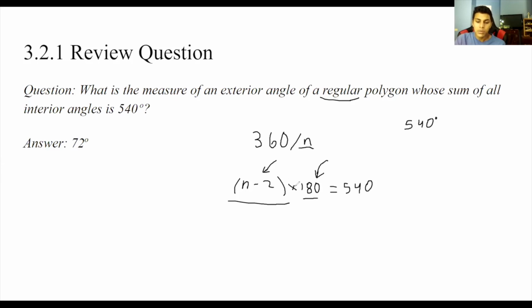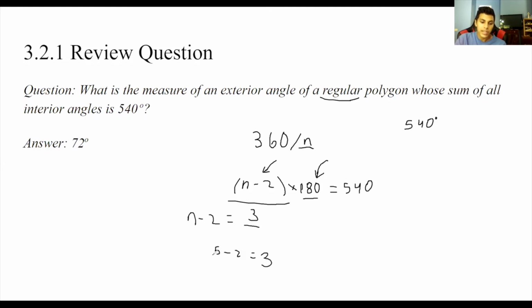And if you think about what multiplied by 180 gets you to 540, you realize that it's 3. So n minus 2 must be 3. There must be 3 triangles in this shape. And since n minus 2 equals 3, then n has to equal 5, because 5 minus 2 equals 3.